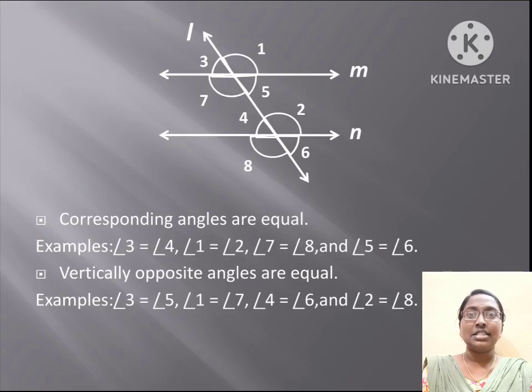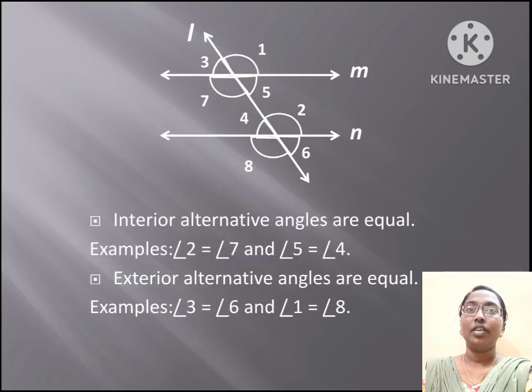The next property is that vertically opposite angles are equal. Vertically opposite angles are on the same parallel line and opposite to each other. In this image you can see that angles 3 and 5 are opposite to each other and are on the same parallel line. So by the property, vertically opposite angles are equal, therefore angles 3 and 5 are equal. Similarly 1 and 7 are equal. You can also take the parallel line N, where 4 and 6 are equal and 2 and 8 are equal.